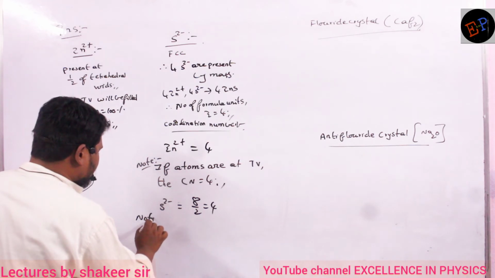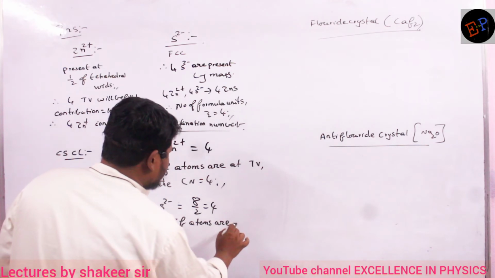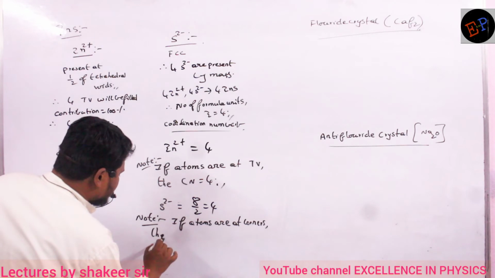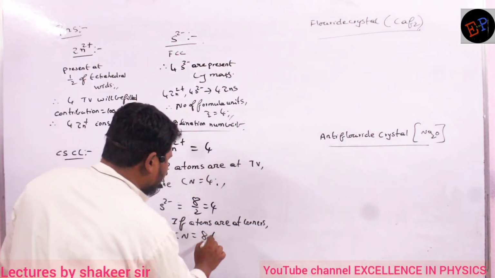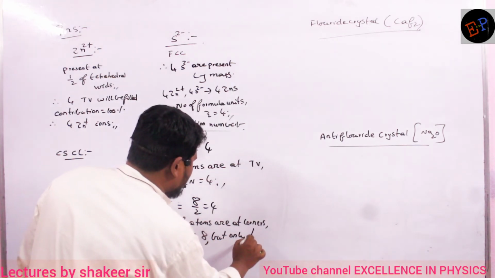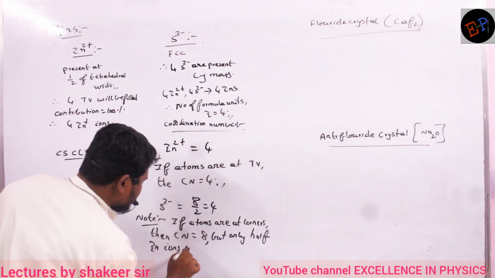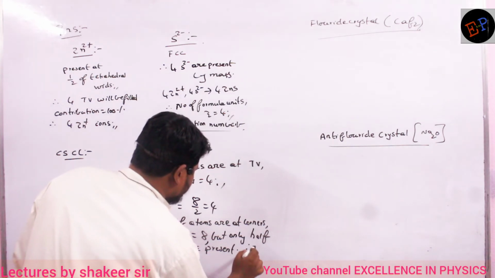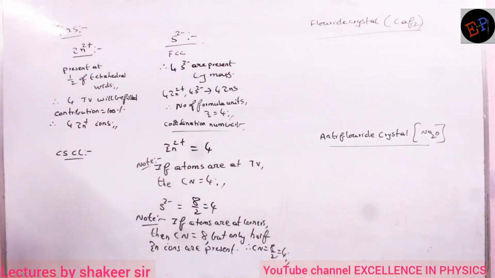What is the note point here? If atoms are at corners, then coordination number will be 8. But only half of the zinc ions are present. Therefore, coordination number will be 8/2, which is equal to 4. This is the coordination number of S2 minus.